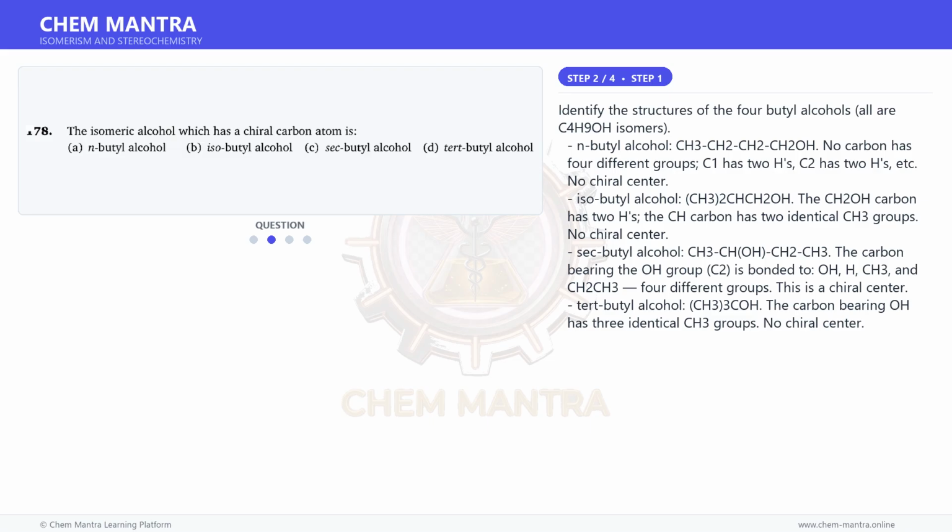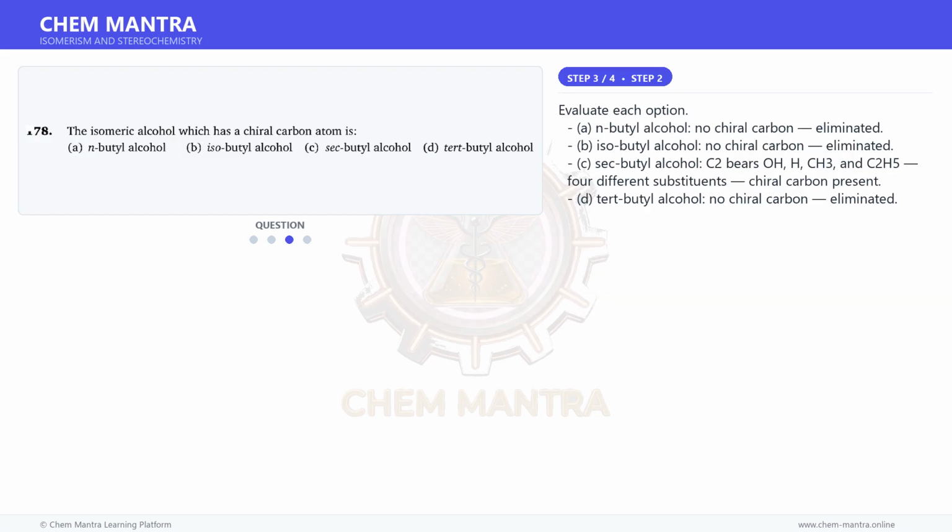Tert-butyl alcohol, (CH3)3COH. The carbon bearing OH has 3 identical CH3 groups. No chiral center. Moving on to the next step. Evaluate each option. A. N-butyl alcohol, no chiral carbon, eliminated. B. Isobutyl alcohol, no chiral carbon, eliminated.